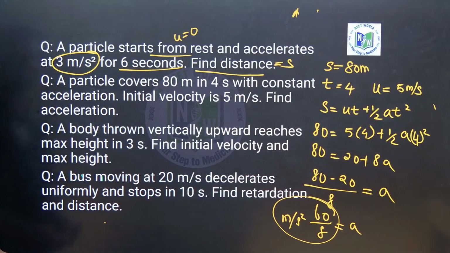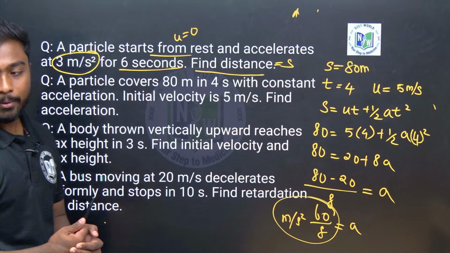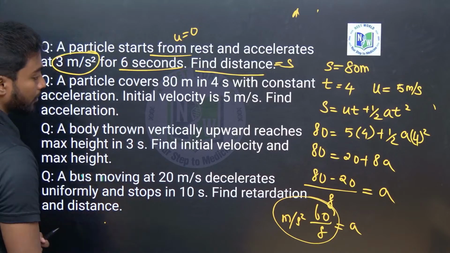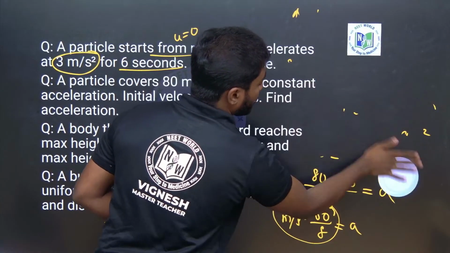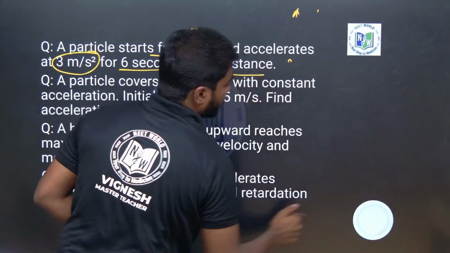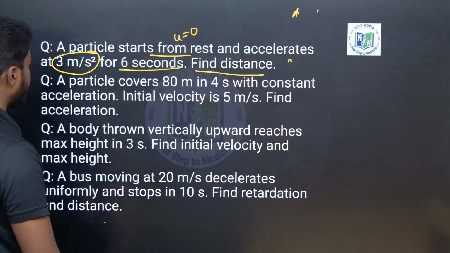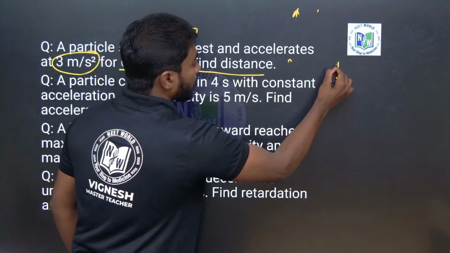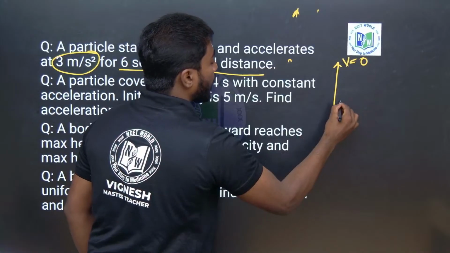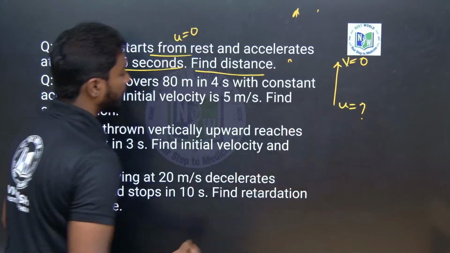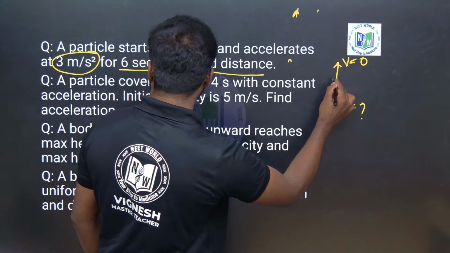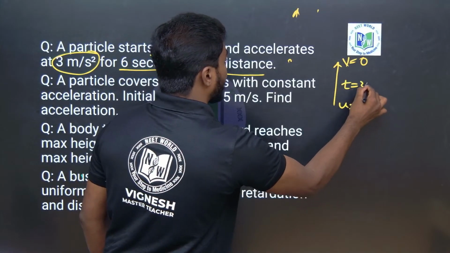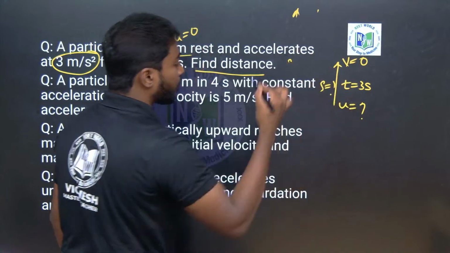So what about the next question? A body thrown vertically upward reaches the maximum height. We will do that question here. A body thrown upward, v will be equal to 0. I need to find what is u. The distance I need to find, the maximum height. Time is given as 3 seconds.